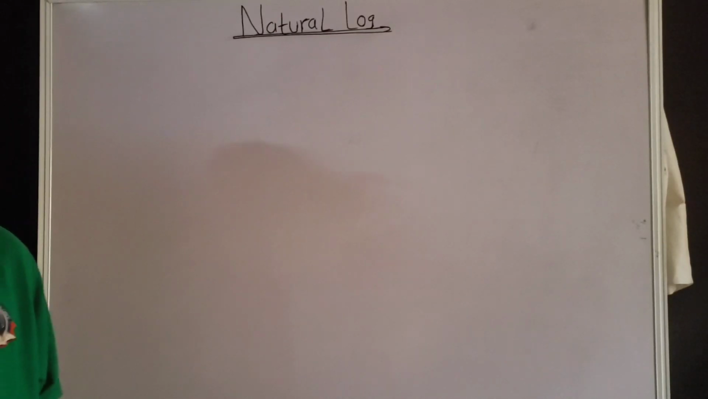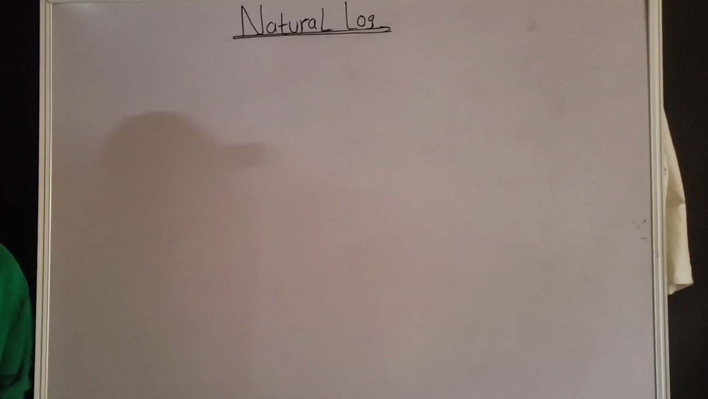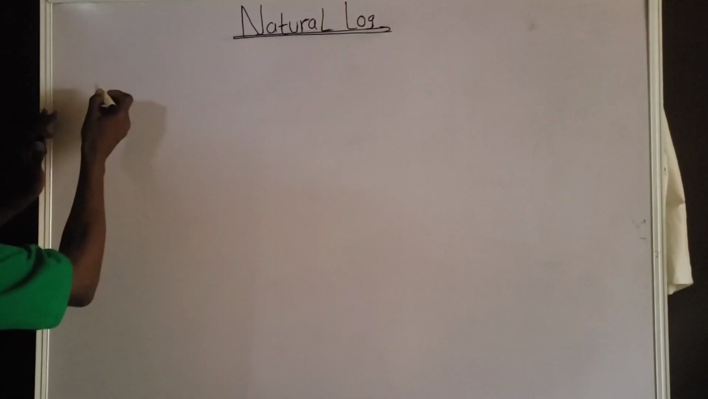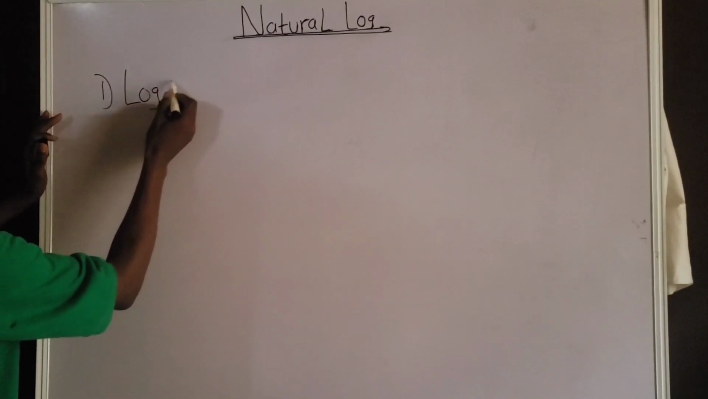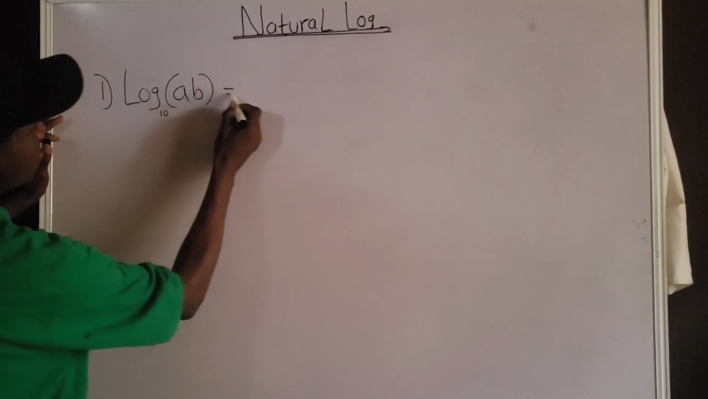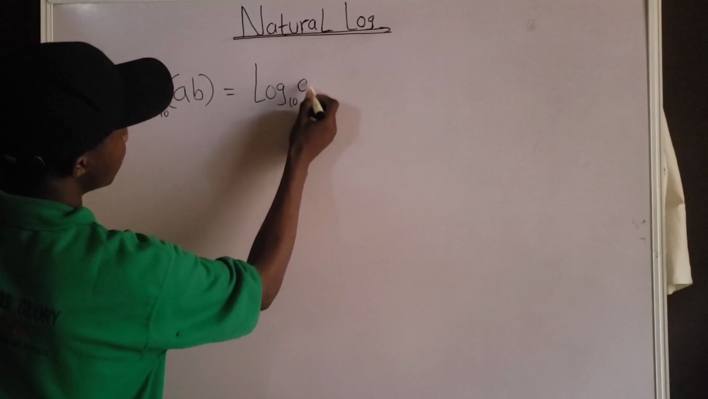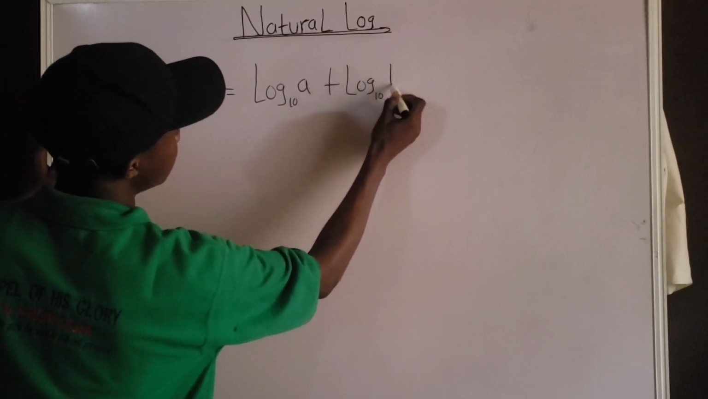Today we are going to talk about logarithmic differentiation. Before we go into this topic, I want to remind us of some basic rules of logarithm. The first one is the addition rule. When we have log AB base 10, this can be written as log base 10 A plus log base 10 B.